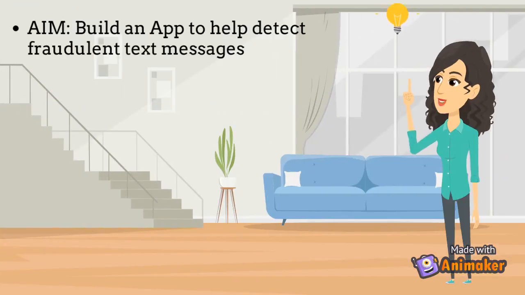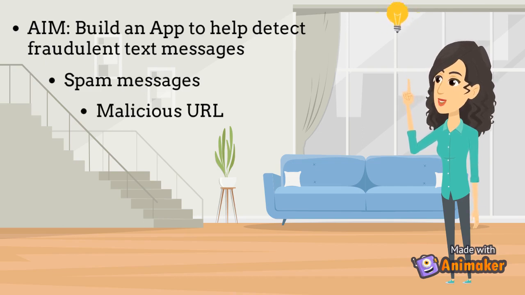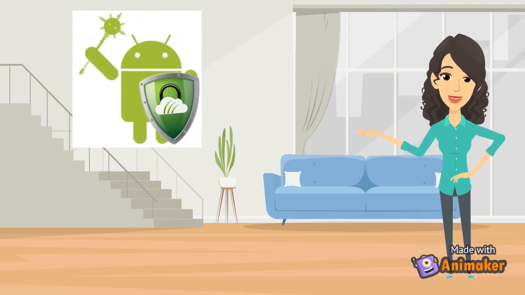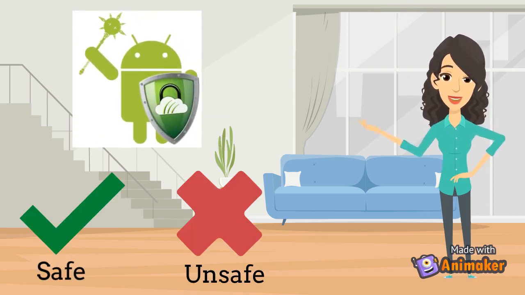Our main aim is to build an app that helps them to detect text messages that may be fraudulent in nature. Examples are spam messages or messages that contain malicious URLs, or phishing URLs. This app shall protect elderly from being scammed or cheated by alerting them whenever they receive a suspicious text message.